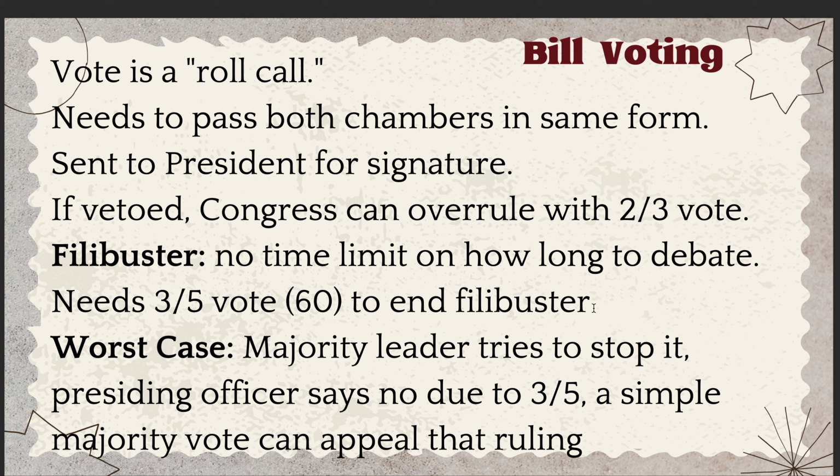In order to end a filibuster, you need 3/5 vote, which is really, really hard to get. If the filibuster is going and no one can stop it, then the majority leader can try to stop it. But a simple majority, which means just more than half, can say, no, we're going to let the filibuster go. So really the only way to do it is with this massive majority vote.